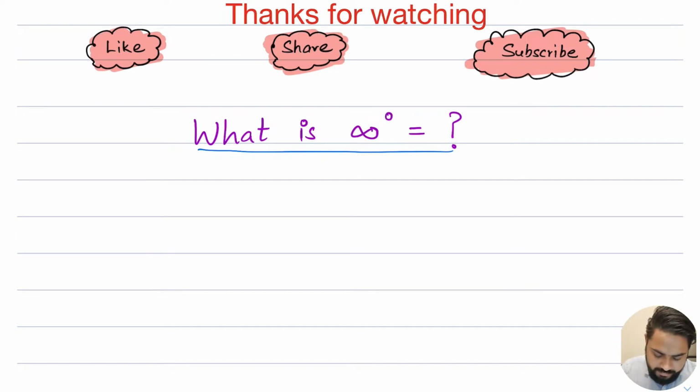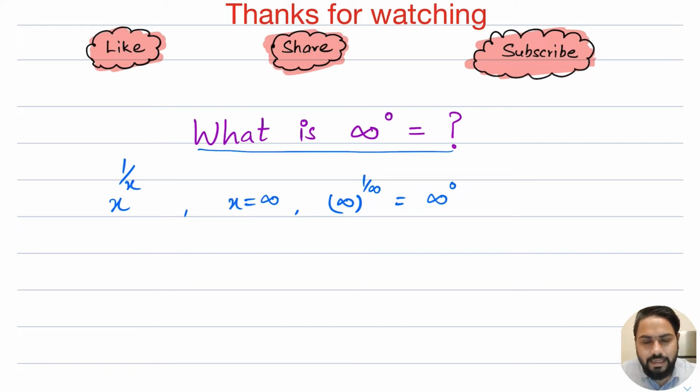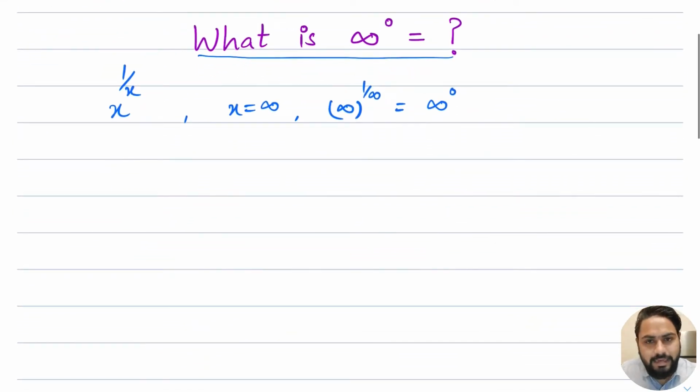So if I consider the function x raised to the power 1 by x at x equal to infinity, and if I put x equal to infinity in this function, you can see the function takes the form infinity to the power 1 by infinity, which is actually infinity to the power 0. And what is this now? Let us find this. So I am taking the help of limits.